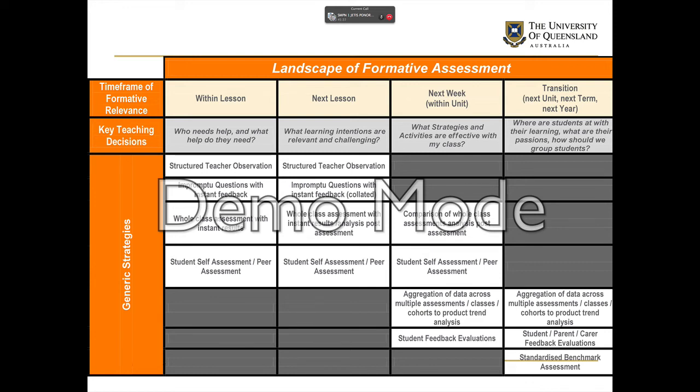What we have here is whole class assessment, student self-assessment, peer assessment, aggregation. So you're using the assessment to inform your teaching within the unit. So inform your teaching for that next week. And then again, there's the transition.